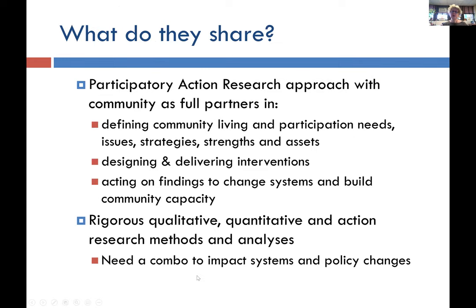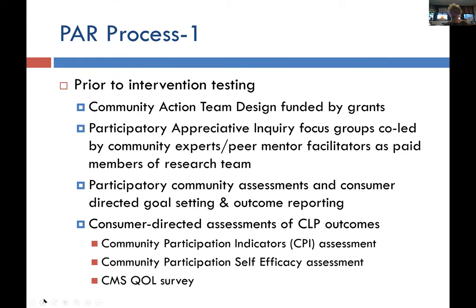So what do these three share and why am I going across them? Well, first of all, they all were based on a participatory action research approach that involved the community as full partners in all aspects of this community living research. So they were involved in defining their needs, designing and delivering the interventions, and acting on the findings. Across all the studies, we also used rigorous qualitative, quantitative, and action research methods, because both myself and the disability rights community really strongly believe that you need a combination of these if you're going to actually affect policy and systems change.